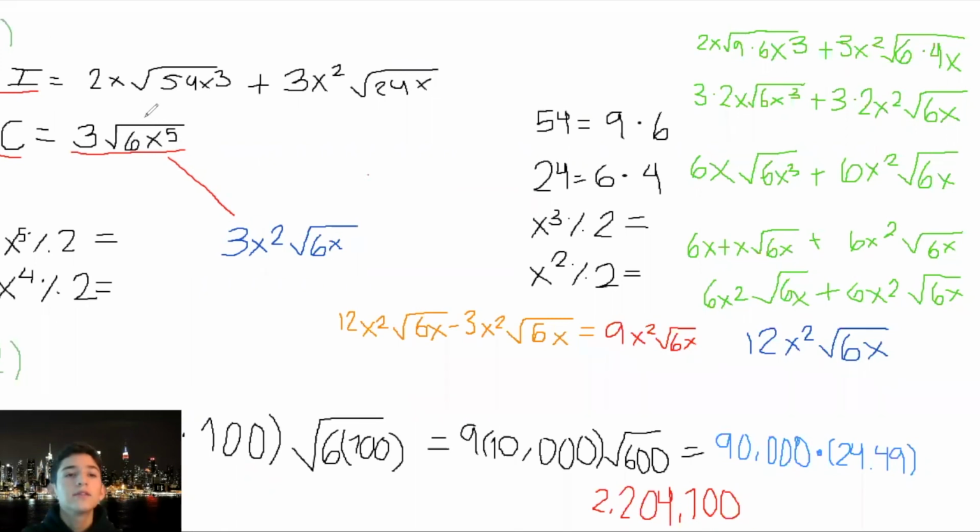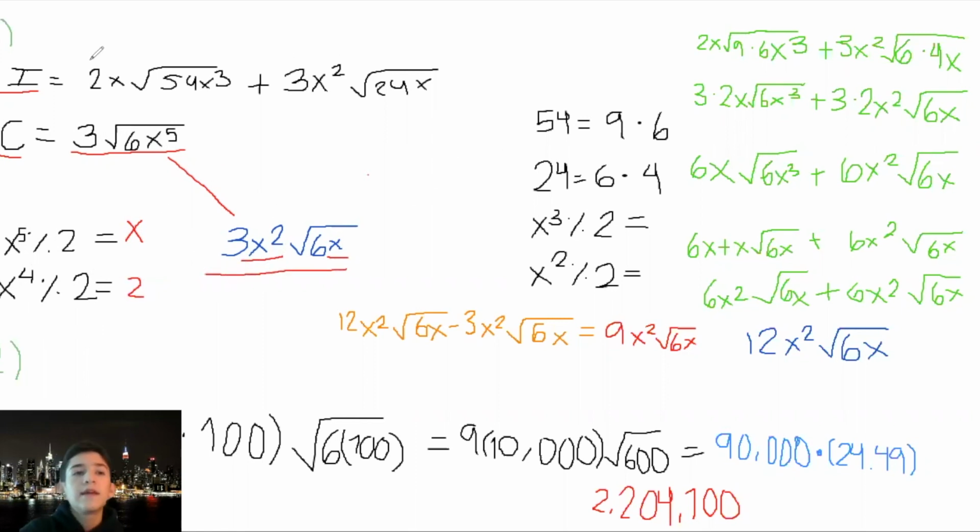Then, I need to simplify the x to the fifth by dividing it by the index. The index is 2, so I try to divide by 2, but x to the fifth can't be divided by 2 exactly, so I leave an x inside the square root, and now I divide x to the 4 by 2, and it gives me x squared, and I put it outside, and that will be my cost.